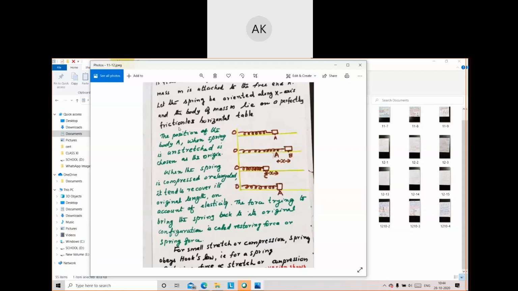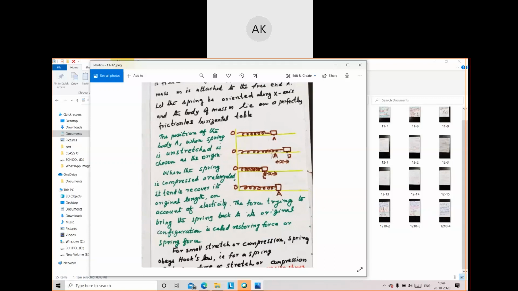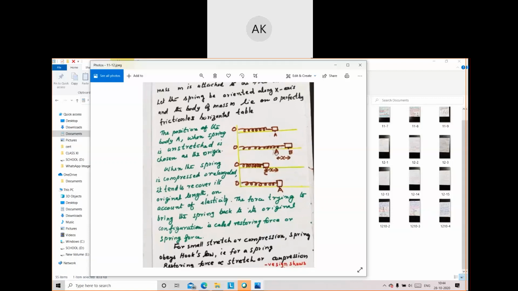Okay, correct. Good. So when we stretch the spring to a distance x, the spring will always exert a force. That is known as restoring force, which will always try to bring it to the mean position. Mean position is A. And when we compress the spring, then also spring force acts. Whether it is stretched or compressed, in both cases, restoring force comes into play, which will bring the spring back to the normal position.